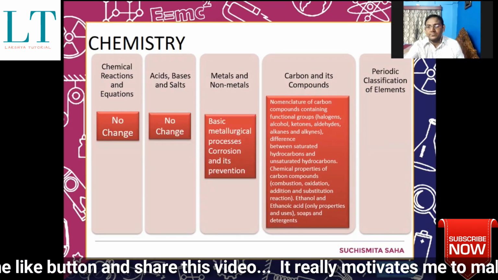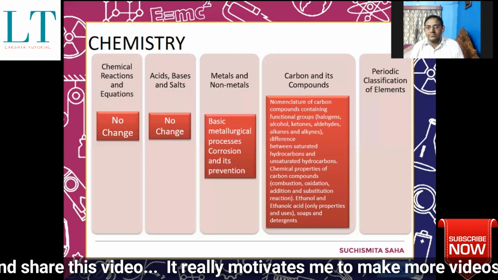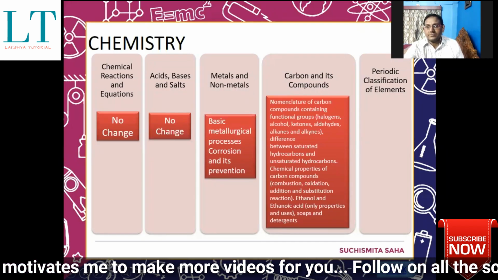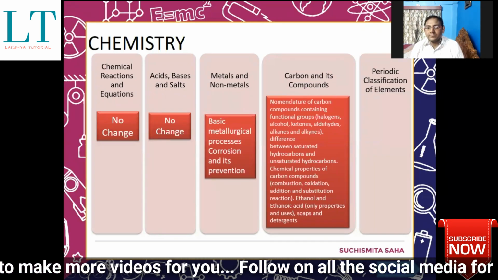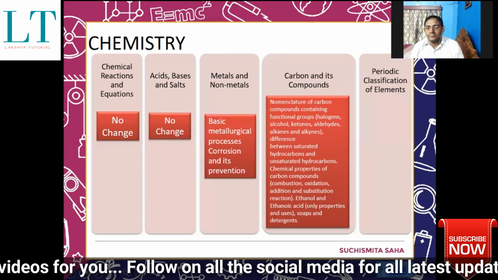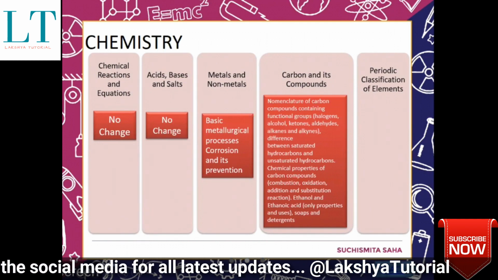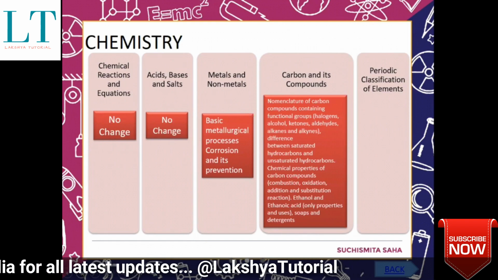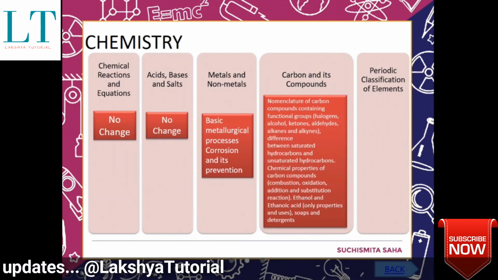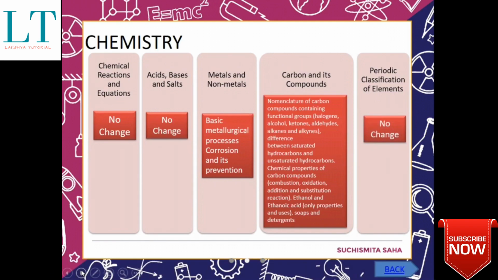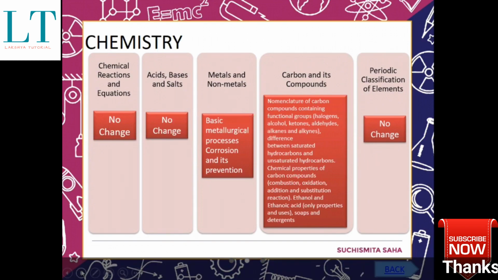Chemical properties of carbon compounds, for example, combustion, oxidation, addition, and substitution reactions are excluded. Ethanol and ethanoic acid, specifically in this part of the chapter, only the properties and uses are excluded from the syllabus. And finally, soaps and detergents are also excluded from this particular chapter. Next chapter, we have periodic classification of elements. There are also no changes mentioned by the board. That's it for chemistry. Now we will go to the biology section.